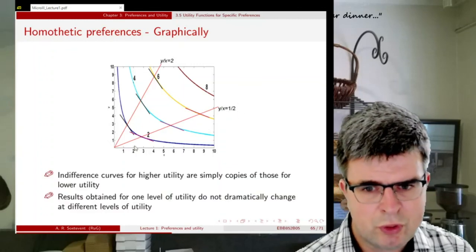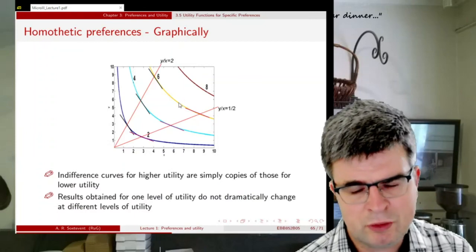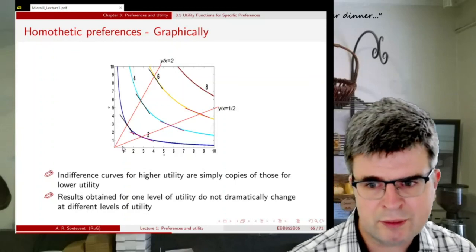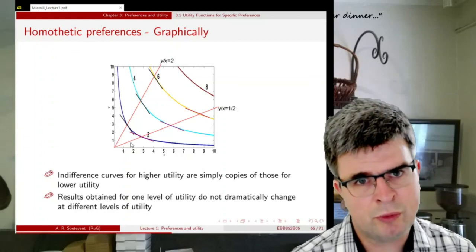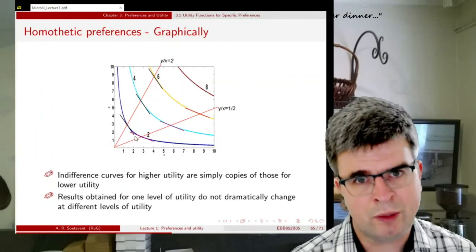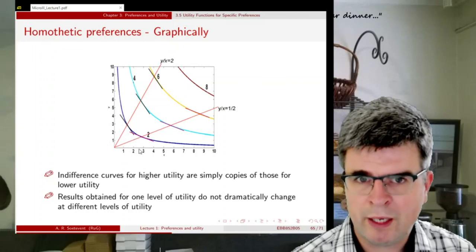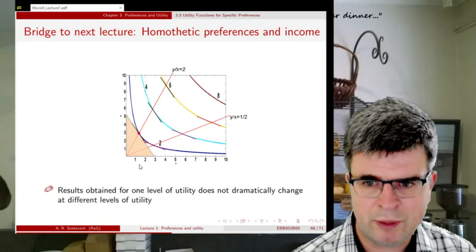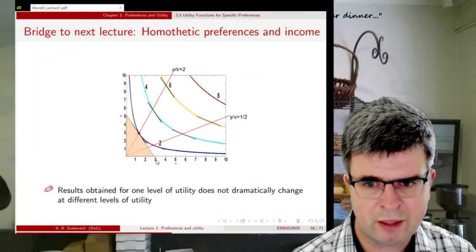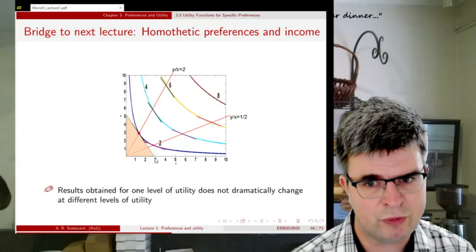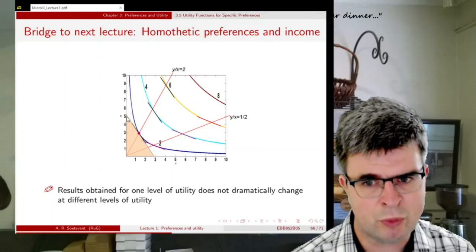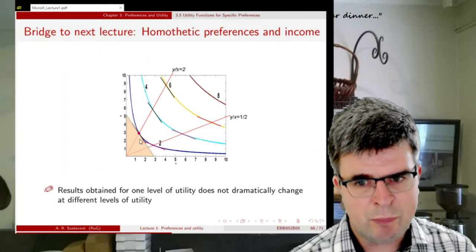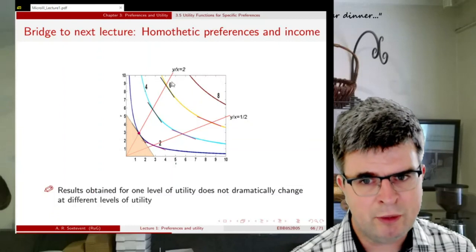which means that the indifference curves for higher utility are simply copies of those for a lower utility, which in turn implies that the results that you obtain for one level of utility carry over to other levels of utility. We will get to budgets in the next lecture, but let's just give an example here. Suppose that you have a budget constraint that allows you to consume up to 3 units of good X or 5 units of good Y at the prevailing prices. Then given your utility function, you might find it optimal to consume X and Y in a ratio 2:1.